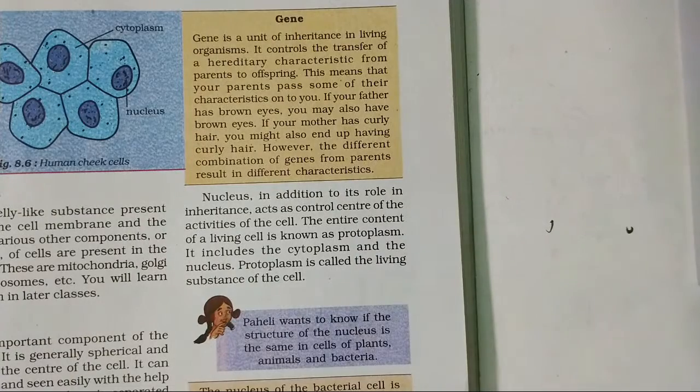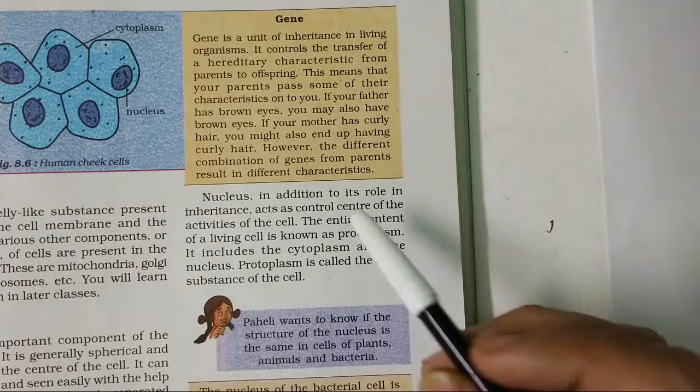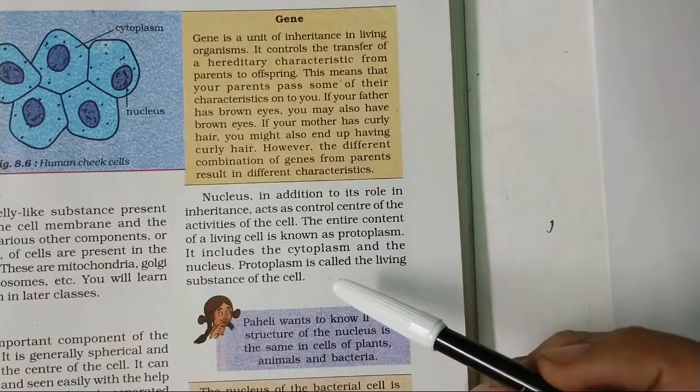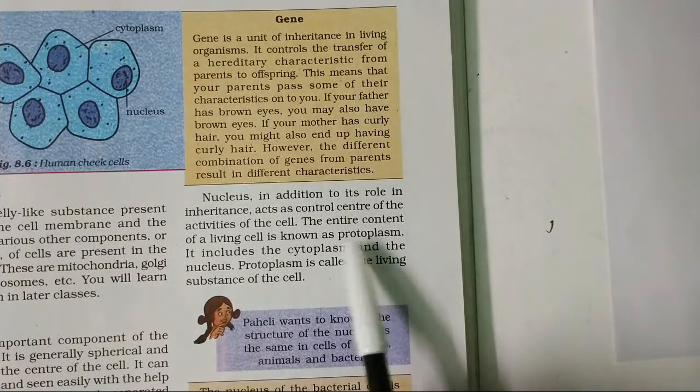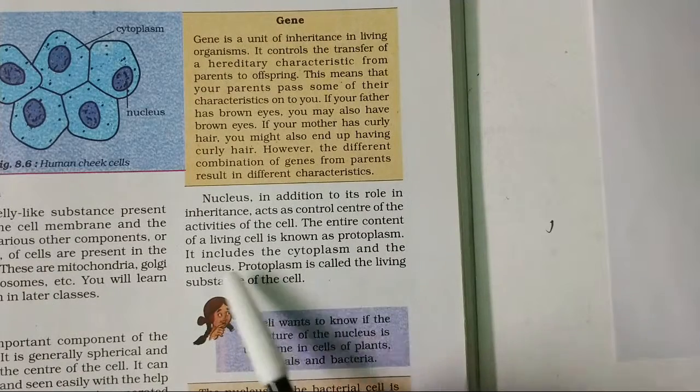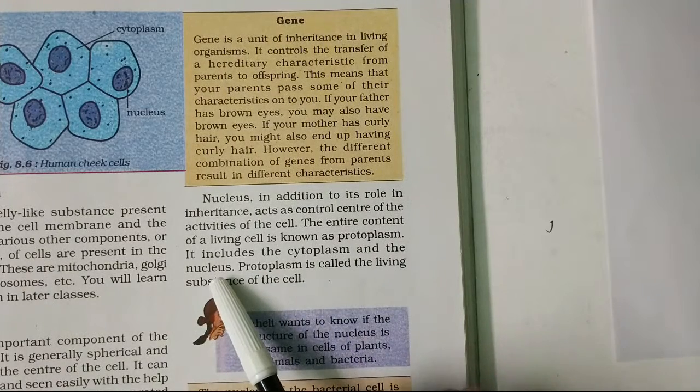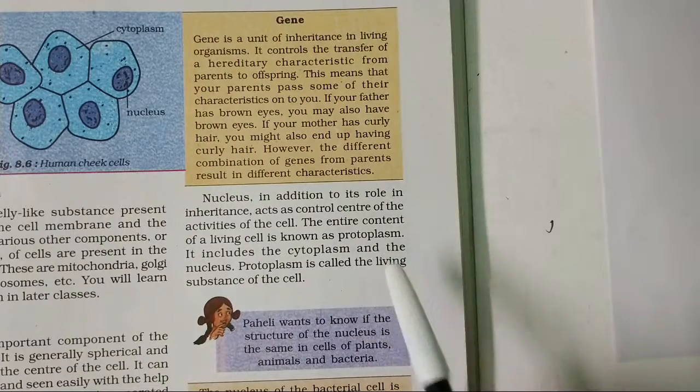And the entire component of the cell is called the protoplasm. So we can say that a nucleus, cytoplasm and the cell membrane together are called the protoplasm. It includes the cytoplasm, nucleus and the cell membrane, which is called the protoplasm.